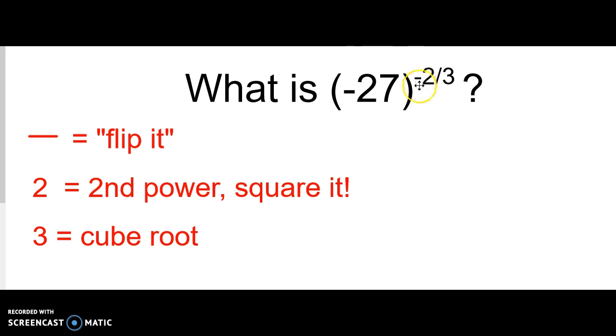I'm going to need to flip it, which I'm probably going to do last. I've got to square it. Well, I don't want to have to square 27. And I've got to find the cube root. Well, 27 is a perfect cube, so I probably am going to want to do that first.